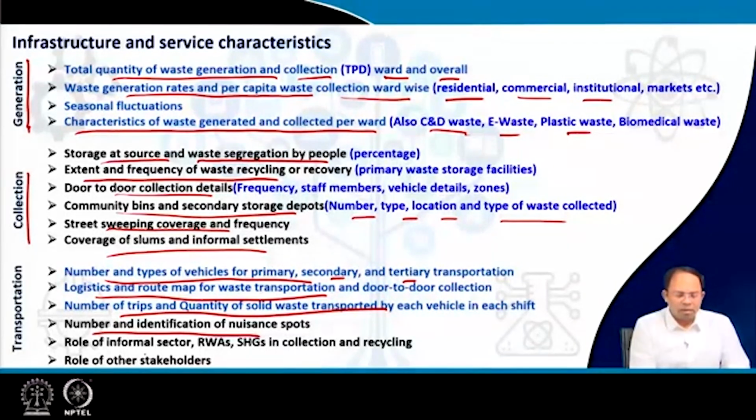Number and identification of nuisance spots, which are the areas where people create problems or don't throw garbage properly. Role of informal sectors, resident welfare associations, self-help groups, and the role of other stakeholders. So all this also needs to be collected.